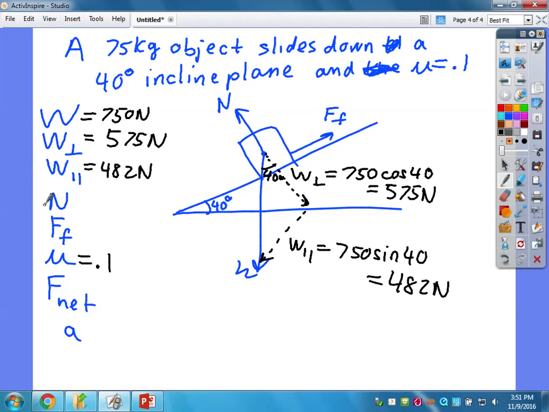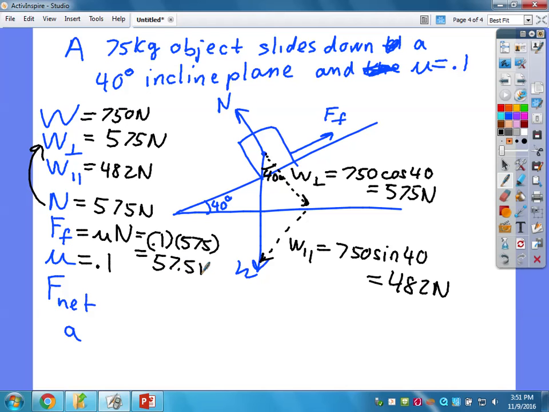What's my normal? Normal equals the perpendicular. So this is 575 newtons. Friction. Does it equal the parallel? It does not. You cannot say that for sure. It never says that it's moving at a constant speed. It obviously is not at rest because it's sliding. So I need to solve for frictional force by using the mu. Frictional force equals mu n, that's the old fun formula, 0.1 times 575, which equals 57.5 newtons. That would be my frictional force.